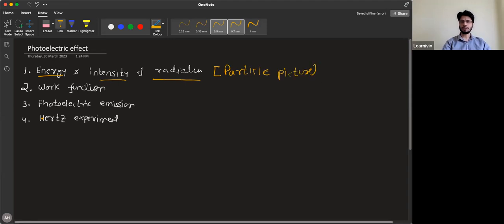And so when you consider light in the particle picture, there are a few things which change. In the wave picture, the energy will depend upon the intensity. Like if you have a bulb of 100 watt and a bulb of 1000 watt, if you are considering light as a wave, then the energy from the 1000 watt bulb is greater than the energy of the 100 watt. But when you are considering light as a particle, energy has a different meaning, and intensity has a different meaning. We can explain the photoelectric effect only if we consider light as a particle.